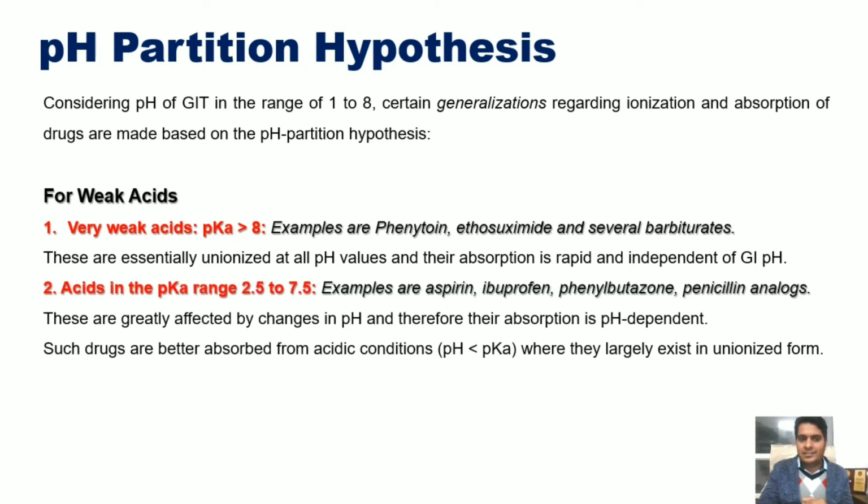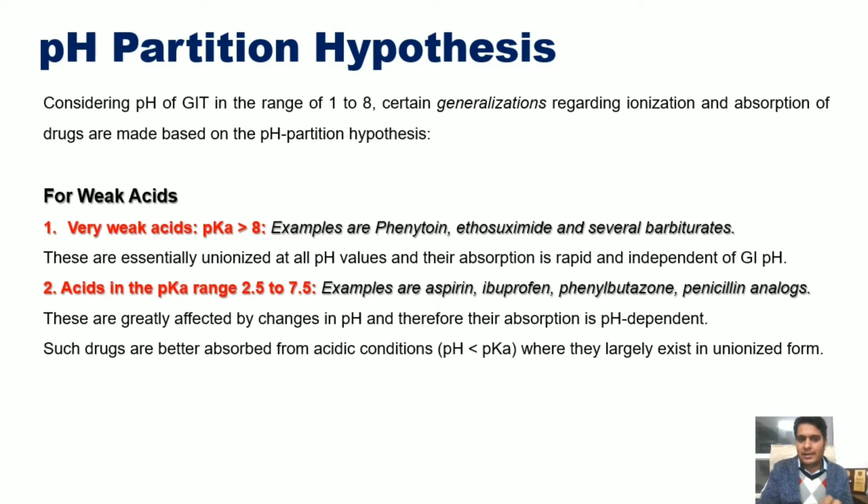Now, if the acid has a pKa range from 2.5 to 7.5, that is a moderately strong acid. Some examples of this kind of drug are aspirin, ibuprofen, phenylbutazone, penicillin analogs, etc. These drugs are greatly affected by the change in pH of the gastrointestinal tract, and therefore their absorption is pH dependent. As the pH changes, their absorption will be different at different locations.